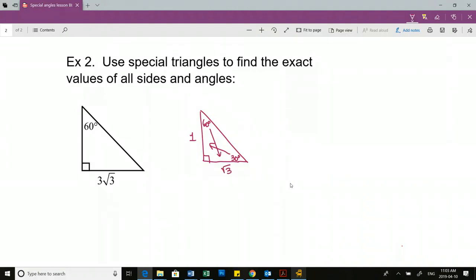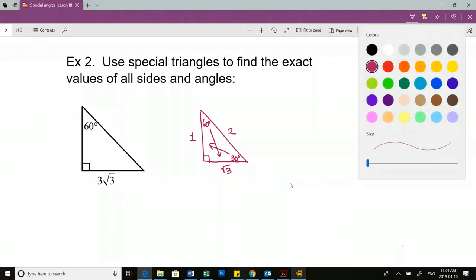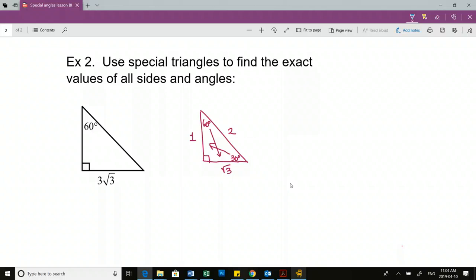Root 3. And what's the hypotenuse of this triangle? 2. Lovely. Okay, so I put this in a similar order to how this one was arranged, just so that we can see what is happening to get from root 3 to 3 root 3. So what's our scale factor here? Natalie? Yeah, it's multiplied by 3.